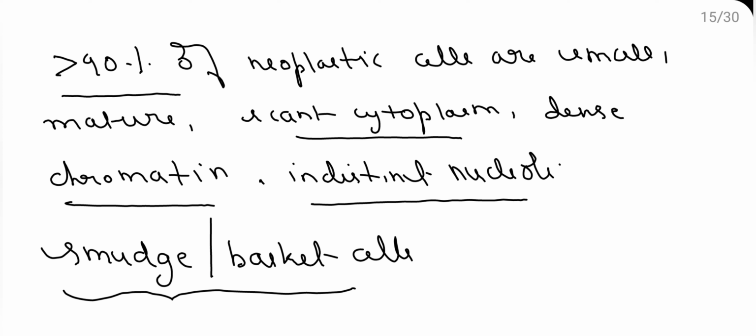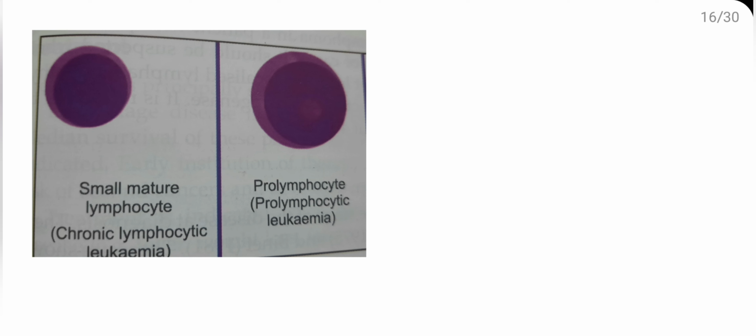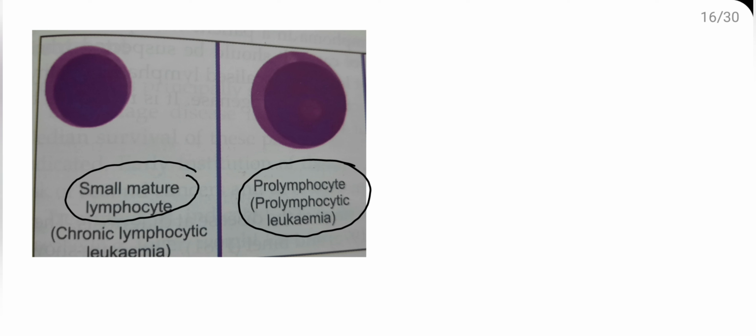What are these smudge cells or basket cells? These neoplastic mature lymphocytes are very fragile. When you prepare the smear, they get crushed and become smudge cells, also termed basket cells. Here you have to see something known as the prolymphocyte. You have to compare how mature lymphocytes are different from prolymphocytes. Prolymphocytes are quite larger with more cytoplasm. Here, in the mature lymphocyte, there is scant cytoplasm.